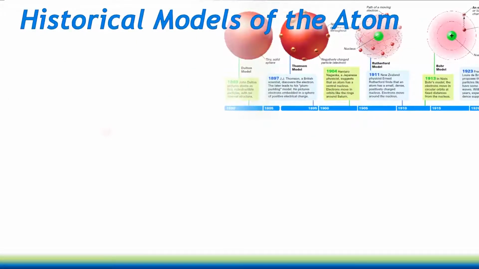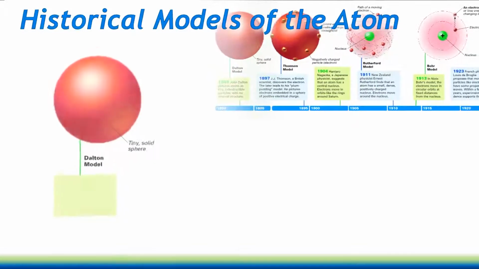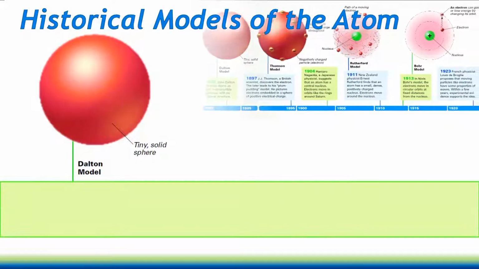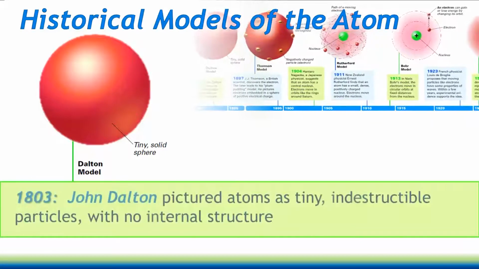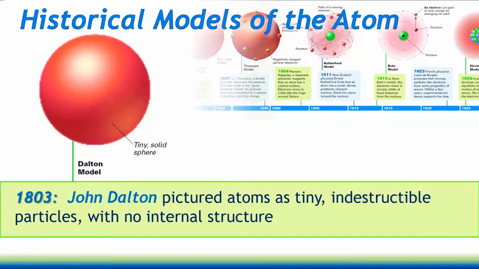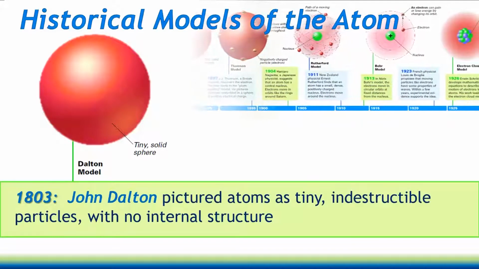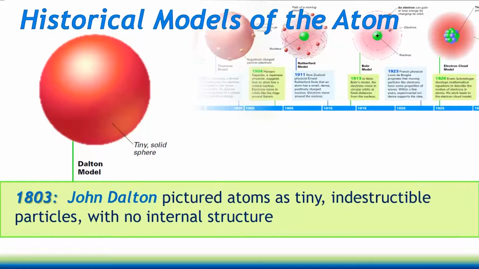So we're now going to be talking about historical models of the atom, and there are many. And as we talk about them, I'm going to be giving evidence that led to their development, that led people to change previous models into the models we now have.